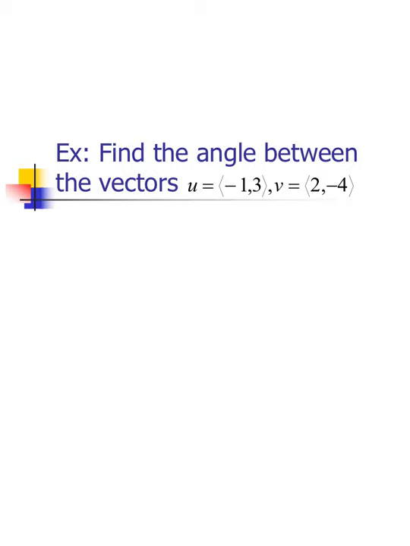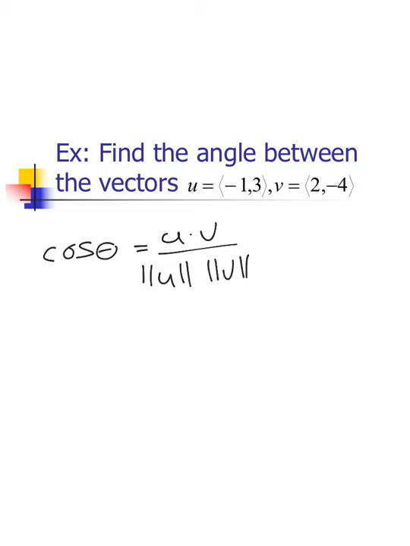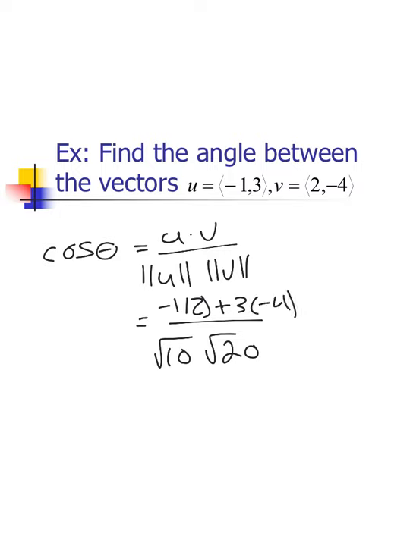All right, using the vectors from our last example, we're going to go ahead and find the angle between them. So just to reiterate what our formula is, we have cosine of theta is equal to u dot v divided by the magnitude of u times the magnitude of v. I already know what the magnitude of u and v are. I found them in my last example. So I have square root of 10 over the square root of 20. I now just have to find the dot product. So we have -1 times 2 plus 3 times -4, which is going to be -2 plus -12 or -14 over radical 10 times radical 20.